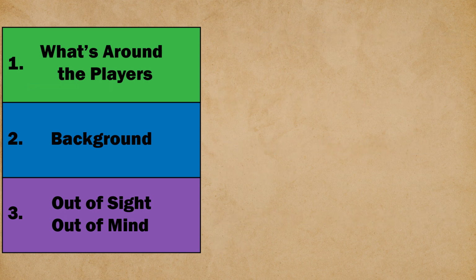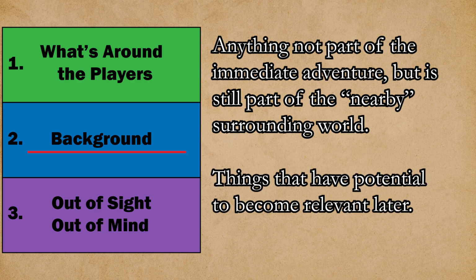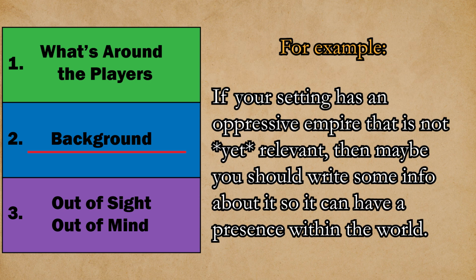The next tier is the background. In this tier, I'd put anything that isn't really related to the current story or adventure, but is still part of the world and figuratively within reach of the players. Anything with a presence that they might be aware of and could seek out and interact with in the future if they want to. Like, if there's an oppressive empire in your setting, but it's not yet relevant to the current adventure, maybe you should write up some info about them so they can have a presence within the world.